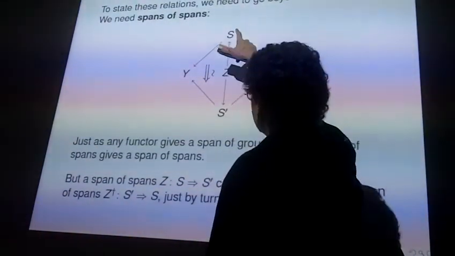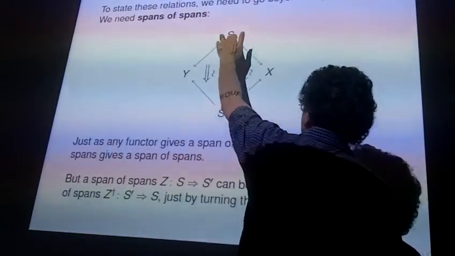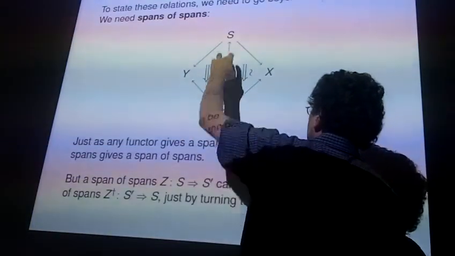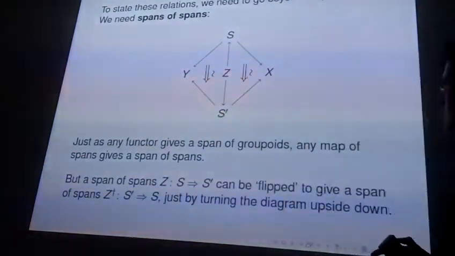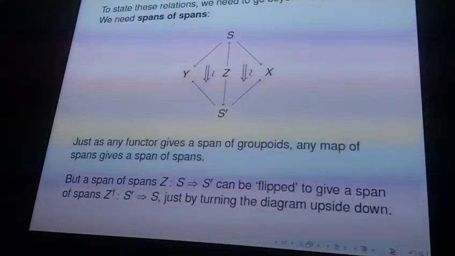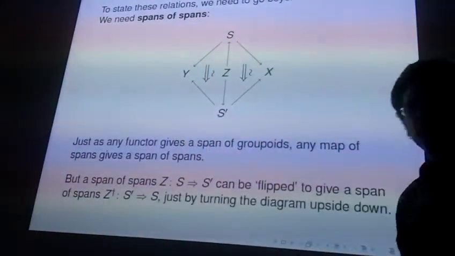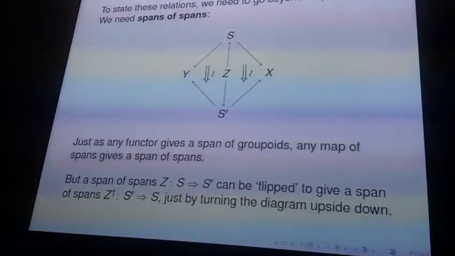That is, we looked at maps between spans, where we had an arrow going from here to here. But you could look at a span, you could replace that with a span too. And the advantage of doing that is that now you can turn those around as well. And in quantum mechanics, it's really important to turn things around.